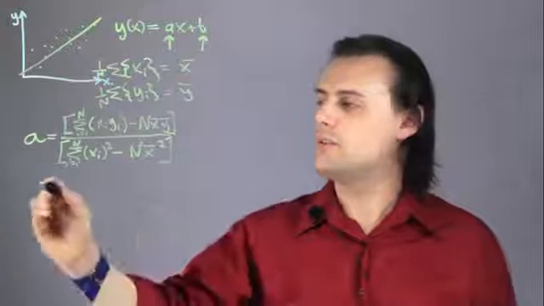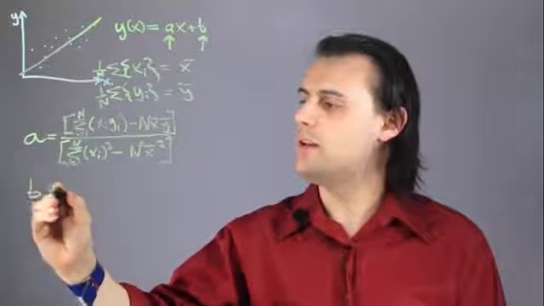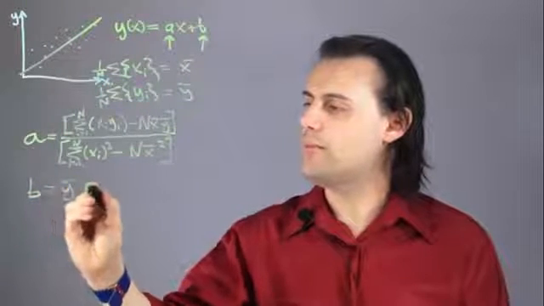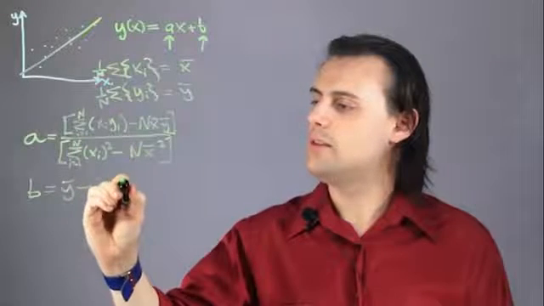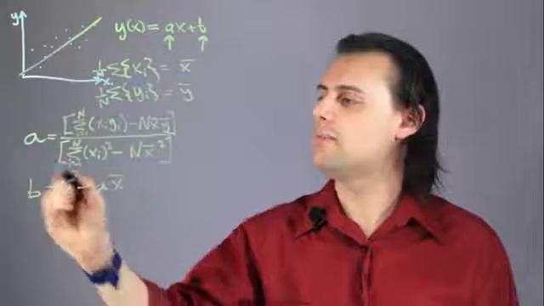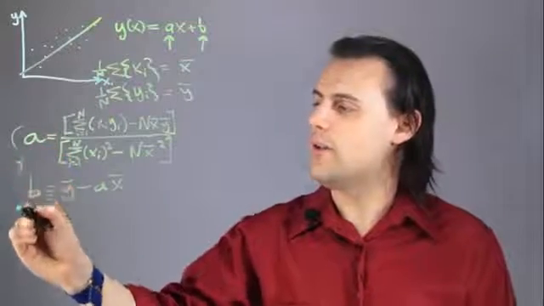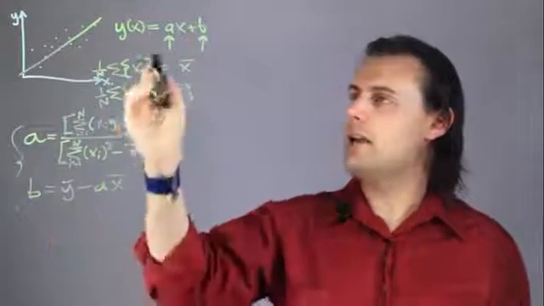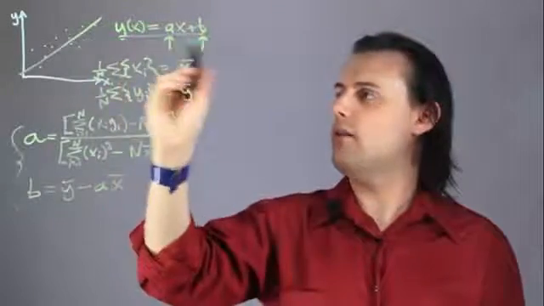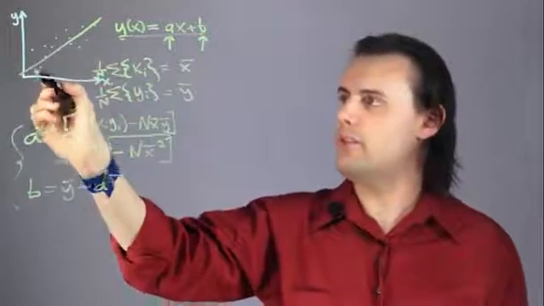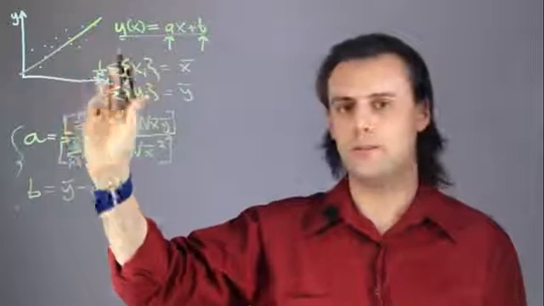Then B, your y-intercept, would simply be the average in y minus whatever number you get out for A times the average in x. So now you'll have A and B, and you just plug them in and you have an equation that represents a line of best fit for a set of data points.